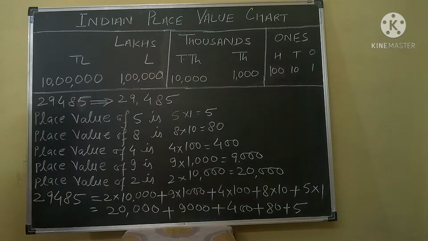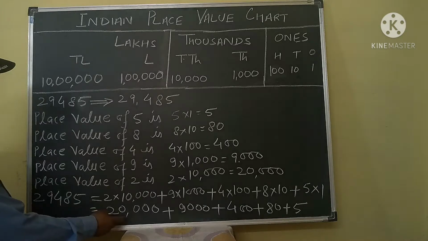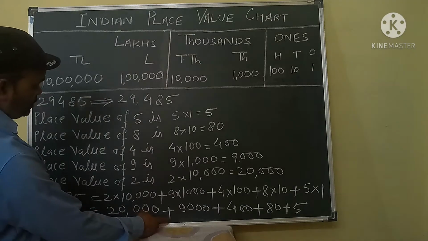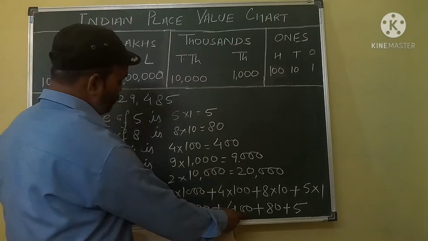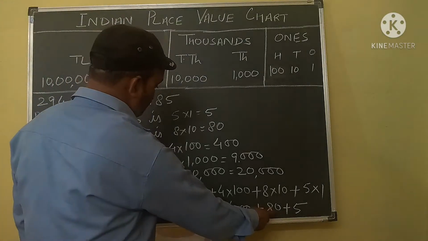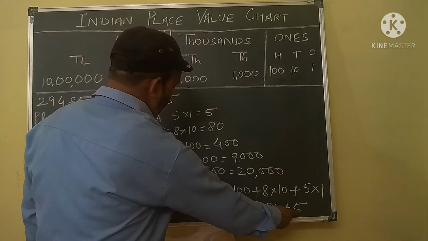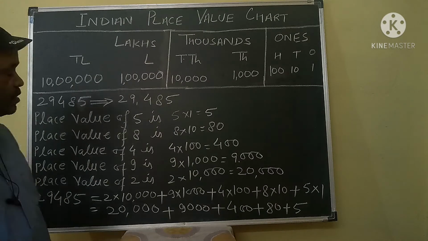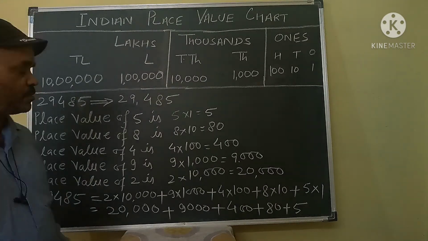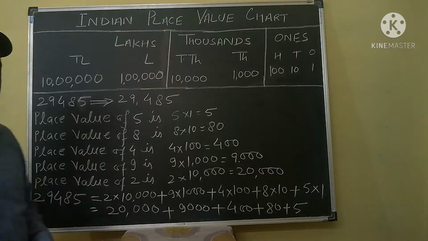So my dear students, the expanded form of 29,485 will be 20,000 plus 9,000 plus 400 plus 80 plus 5. This is the expanded form of 29,485. Okay.